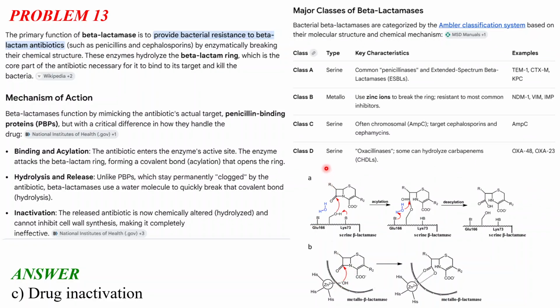The major classes of the beta lactamases are these. They are categorized by the Ambler classification system. Class A, serine beta lactamase: these are the common penicillinases and extended spectrum beta lactamases. For example, these are the examples. Class B, metallo beta lactamases, where a zinc ion breaks the ring. Then we have class C, serine, which often has a chromosomal target, cephalosporins and cephamycins, and class D, serine oxacillinase, which hydrolyzes carbapenems.